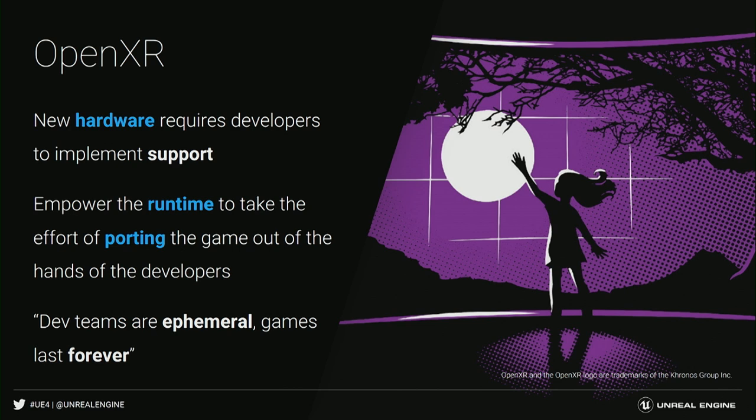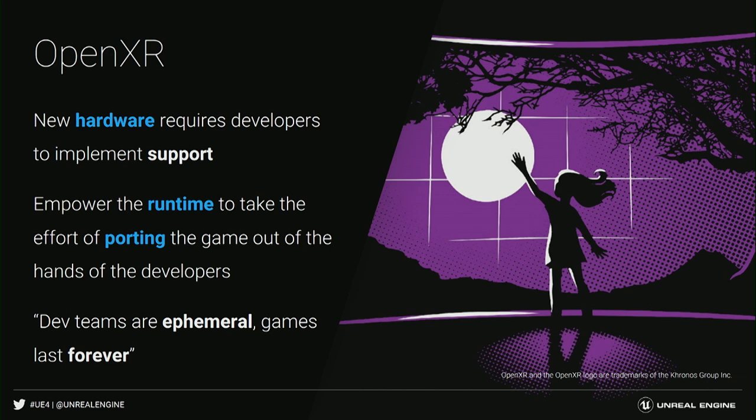Now, when a vendor creates a completely new piece of hardware, they either need to create a new runtime or they need to leverage an existing one. If they create a new runtime, that means that we need to create a new plugin. And that's fine for anything in development at the time that plugin comes out. But what if the new runtime comes out and the content's already shipped? As Joe Ludwig from Valve is quoted as saying here, dev teams are ephemeral, games last forever. The chances are that a dev team for a game that shipped 5 years ago is long gone, and porting most likely won't happen. This is where OpenXR will shine.